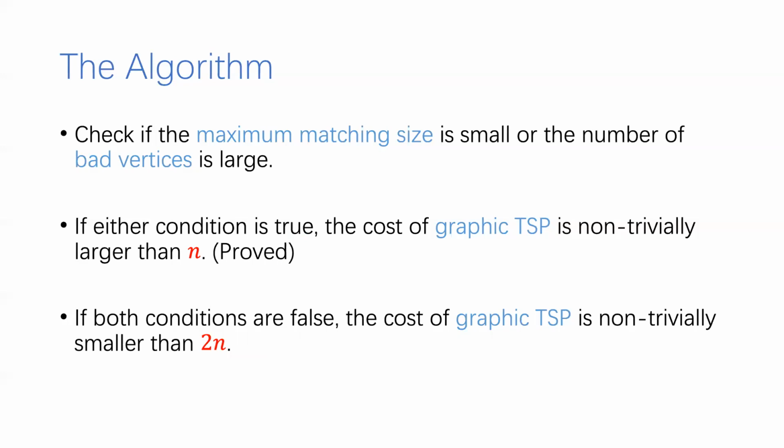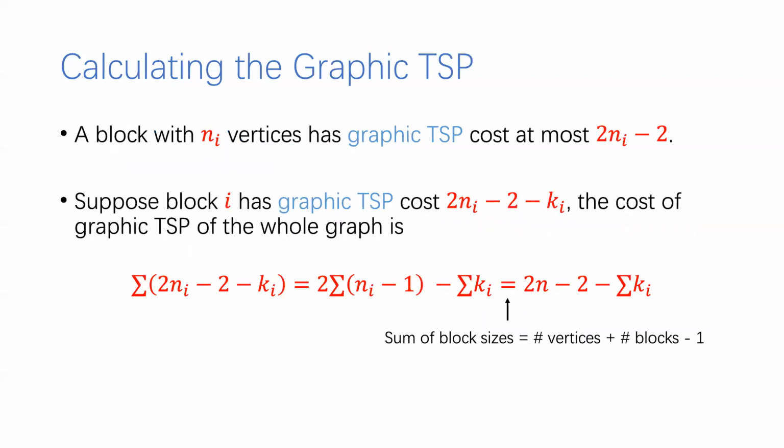Now we prove this statement, which means we need to focus on proving the upper bound of graphic TSP. Suppose a block has ni vertices. The size of a graphic TSP of this block is at most 2ni minus 2 because the spanning tree has size ni minus 1. Now, suppose some blocks have graphic TSP size smaller than that. Specifically, suppose block i has graphic TSP cost 2ni minus 2 minus ki. The cost of the graphic TSP of the whole graph is the summation of 2ni minus 2 minus ki, which equals 2 times summation of ni minus 1 minus summation of ki.